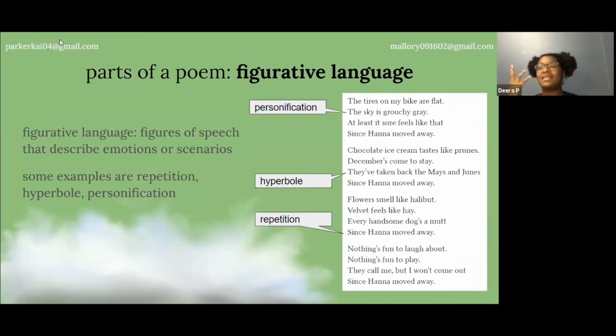Okay, I'm going to add that figurative language adds emotion. If she were just to say the sky is gray, you would just picture a gray sky. But when she said it's grouchy, you're supposed to feel like it's really upset, like everything feels gloomy and sad. And when the poet said they've taken the Mays and Junes, nobody took the Mays and Junes, but it feels like all that time was taken away and wasted because Hannah isn't there anymore. And then repetition is used to really drive home a point. When somebody's repeating something over and over again, they really want you to understand that it matters. So figurative language is used to convey the message and to make the reader feel some type of way, to experience an emotion.